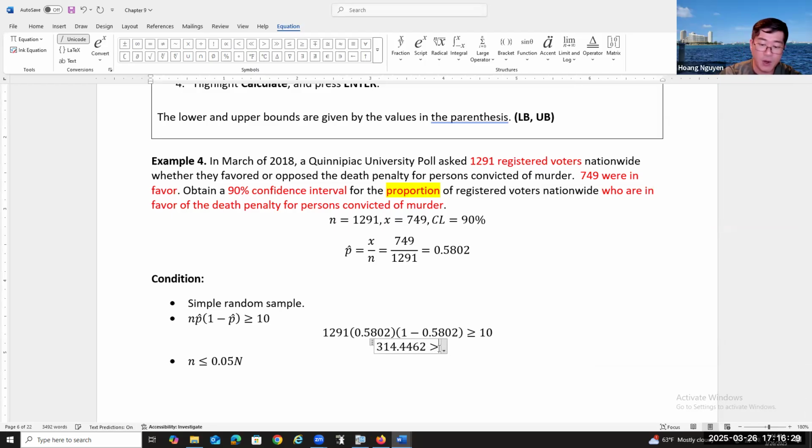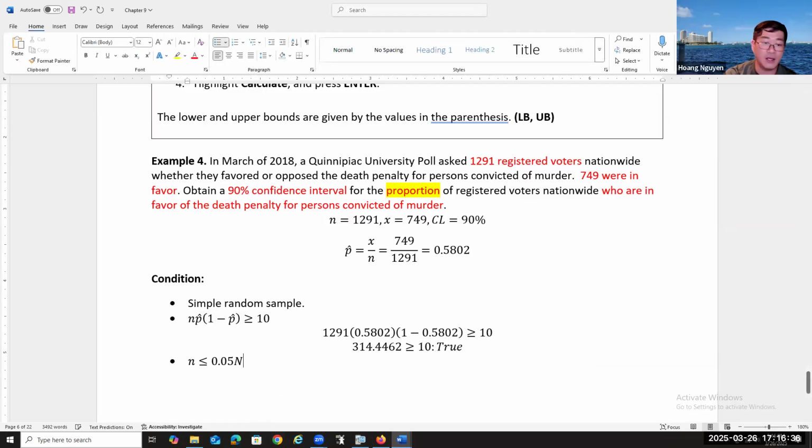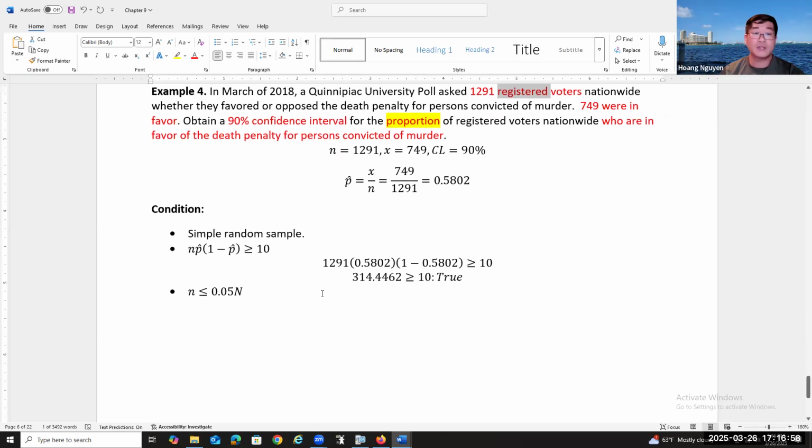314.4462, which is more than or equal to 10. So this condition is true. Okay, so the second condition is good. And then the third condition, you want to make sure that the sample size is less than 5% of the entire population. So we have 1,291 registered voters compared with how many voters we have nationally, right? So nationwide, I think that should be less than 5%. Okay, so that's going to be good. So this is the first step. You need to check the conditions.